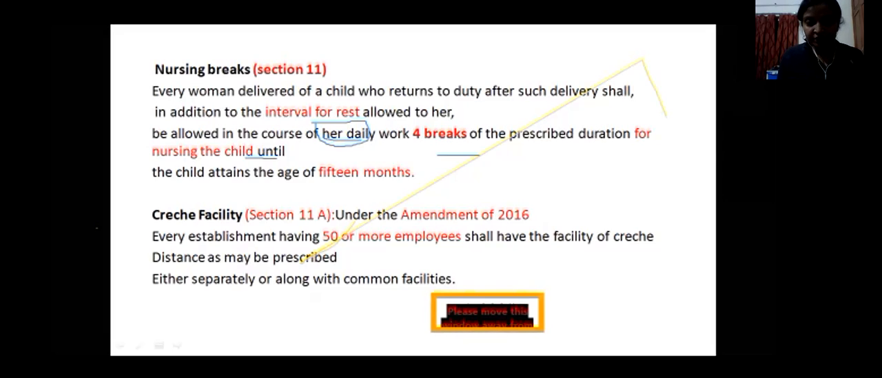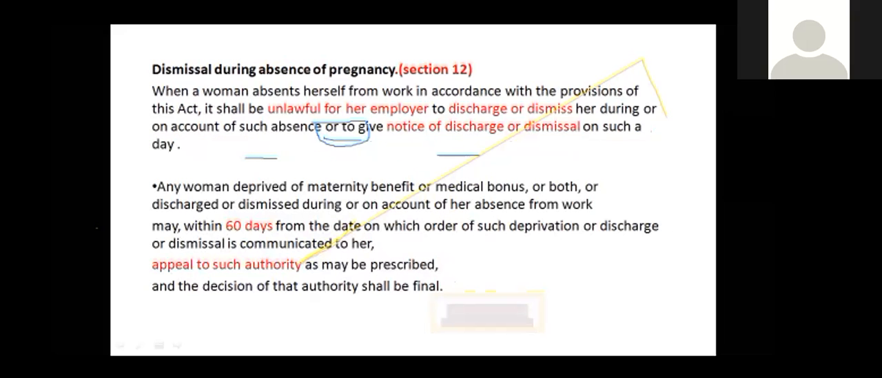Within the distance as may be prescribed, either separately or along with the common facilities. Now the distance, at what distance the crèche should be built, has to be prescribed. Okay, it has to be according to the prescribed conditions, and whether it will be separately or along with the common facilities, it has to be applied accordingly. Right. Now coming to the next slide.